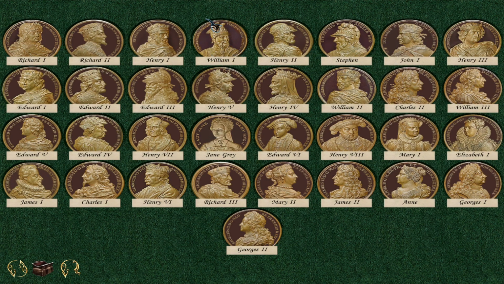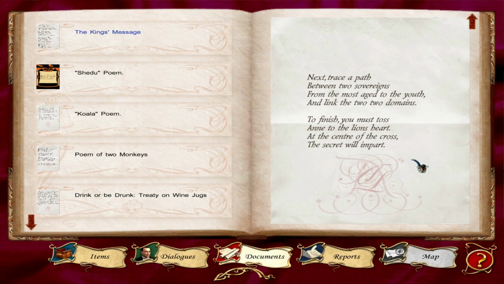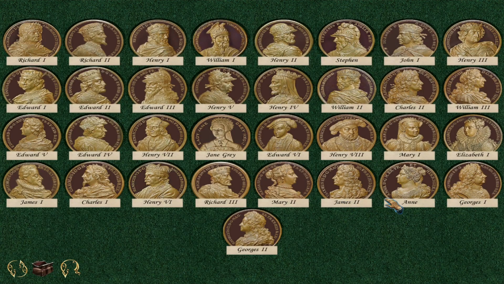Or is it assuming that this... Like, are we cutting it in half? Like, they're talking about two domains. Trace a path between two sovereigns from the most aged to the youth and link the two domains. Huh. This one I have no idea. Like, I feel like I need to know something about British history to get this.